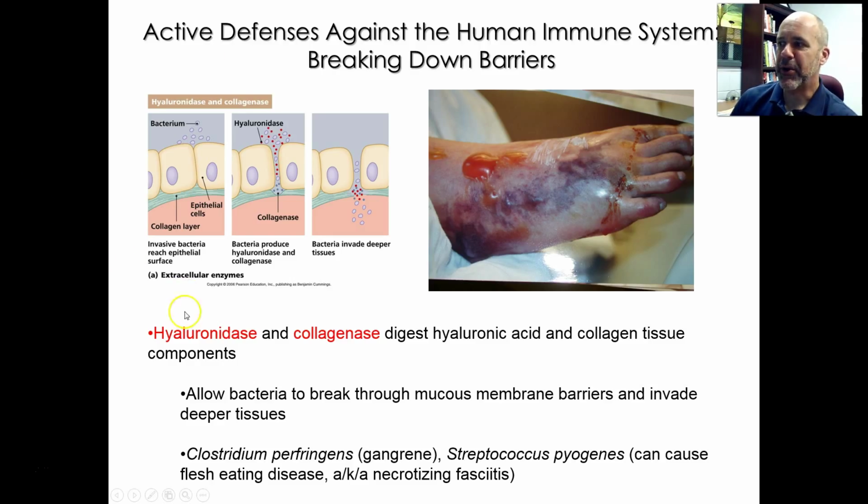Some organisms that make hyaluronidase and collagenase include Clostridium perfringens, which causes gangrene, and Streptococcus pyogenes. There are some strains of this organism that cause flesh-eating disease, which is also known as necrotizing fasciitis. Necrotizing refers to necrosis, which is tissue and cell death. Fasciitis is inflammation of the fascia. So if you remember from Biology 201, you have some connective tissues in between the skin and the muscles and the bones. And so if you have flesh-eating disease, you have inflammation within that area taking place.